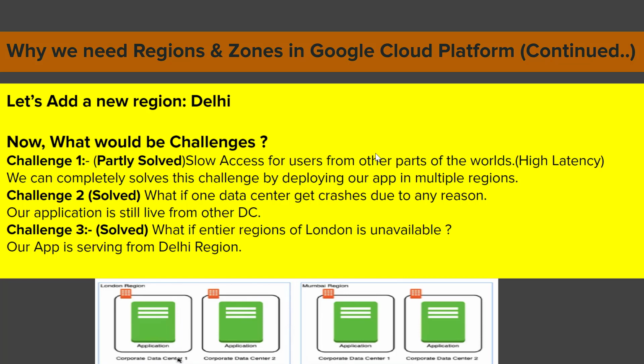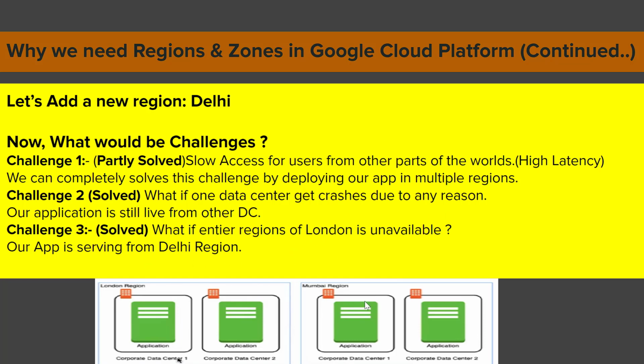But let's suppose that one of our users is accessing that application from Australia. That we can solve by deploying the application in multiple regions. So that would also be solved. Now challenge 3, because challenge 2 is already solved by adding one more data center in the same region. Challenge 3 is also solved. What if the entire London region is unavailable? Then our application would be served from the other regions.